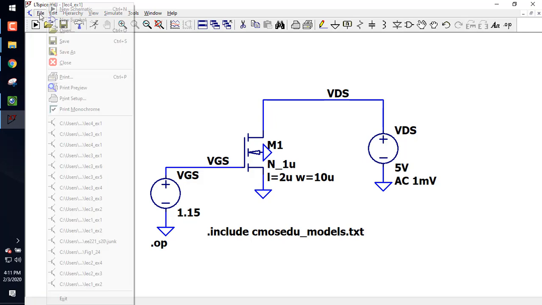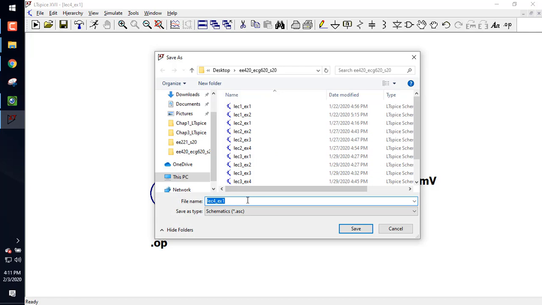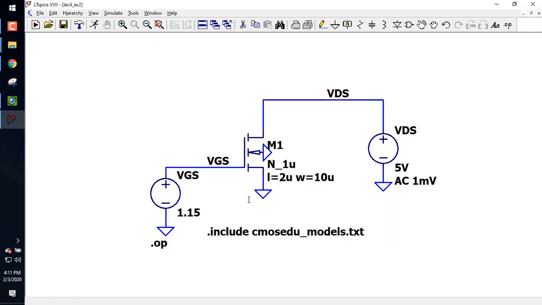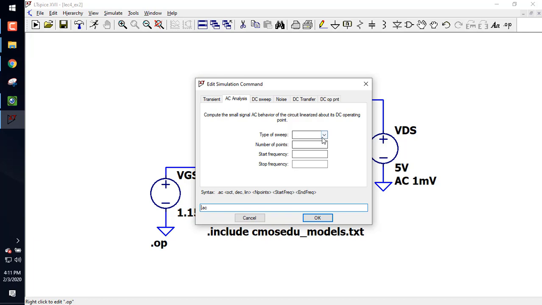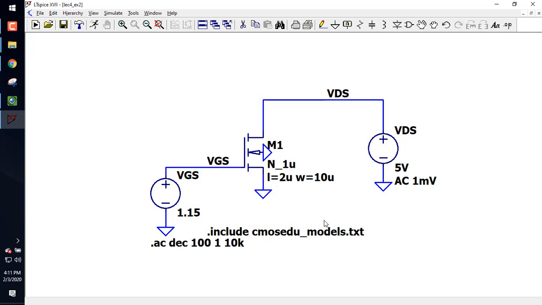All right, let's do file, save as, example 2. And then hit .ac. Actually, how do you want to do it? You want to do .ac or transient? Gabriel, what do you want? Let's do AC. He didn't hesitate. You know why he said AC? Because that's what he did in the homework. Let's do 1 through 10K. All right, and hit run.